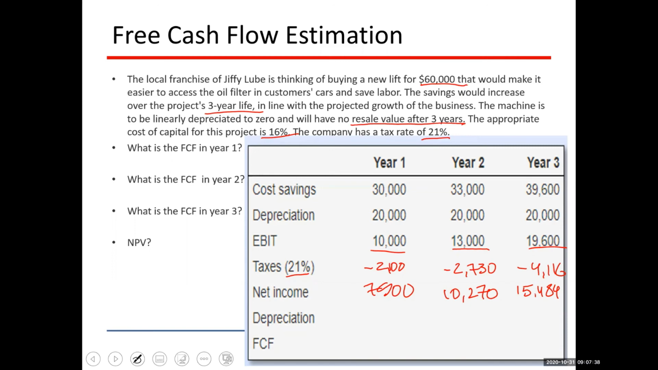And then to get to a cash flow basis, we need to add back depreciation, right? Depreciation is a non-cash item. The reason why we subtract it, you can see laid out here, is to calculate taxes. But otherwise, it doesn't impact cash flows other than that it reduces our taxes. So we'll add back 20,000.